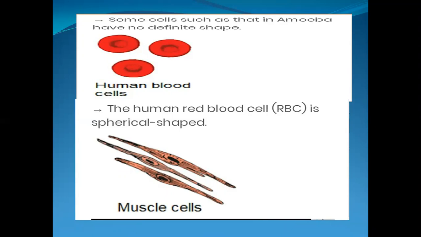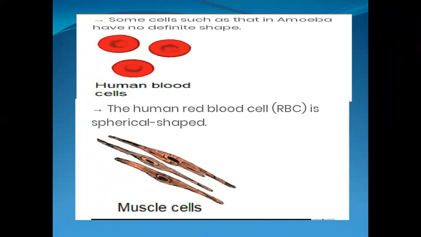First of all, I just want to tell you that amoeba is an organism you have studied in chapter 2 also, and I have explained that amoeba is a unicellular organism. Amoeba does not have any shape. Why does amoeba not have any definite shape?